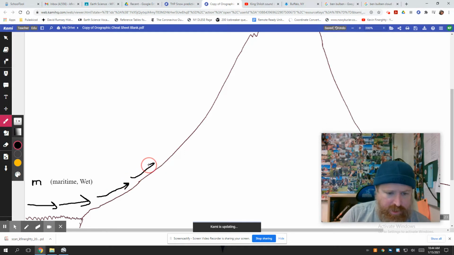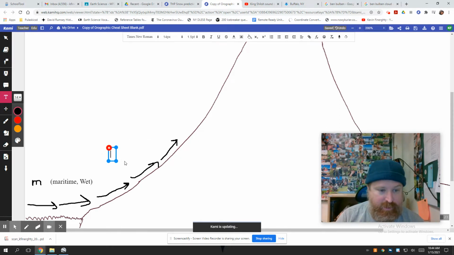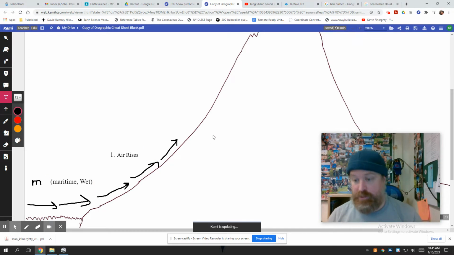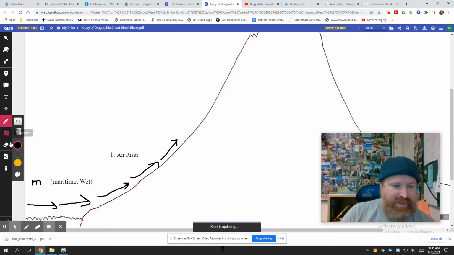All right, so it gets forced up. It's got to climb. So what I'm going to do is a numbered list of steps, only I'm going to number them from the bottom going up, because that's going to go in order of the events that happen. So first one, as I've said, air rises. It's got nowhere to go but up. All right, as you go up, pressure gets to be less and less and less.